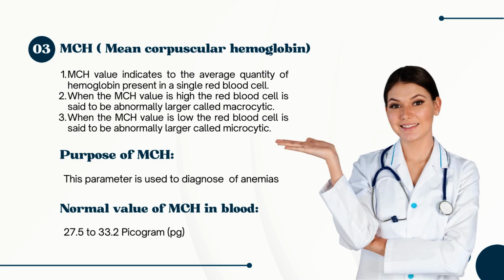MCH, mean corpuscular hemoglobin. MCH value indicates the average quantity of hemoglobin present in a single red blood cell. When the MCH value is high, the red blood cell is said to be abnormally larger, called macrocytic. When the MCH value is low, the red blood cell is said to be abnormally small, called microcytic. Purpose of MCH. This parameter is used to diagnose anemias. Normal value of MCH in blood: 27.5 to 33.2 picogram.